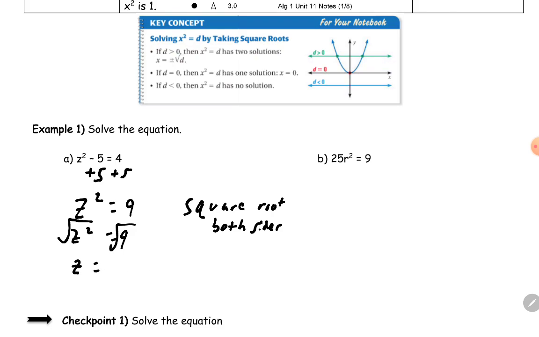When I do that, it's going to give me two answers, plus or minus whatever the square root of 9 is, which happens to be 3. Because the square root of 9 is asking what number times itself is 9. Well, that could be positive 3, or negative 3, because negative 3 times negative 3 is positive 9. So my answer is z equals 3 or z equals negative 3.